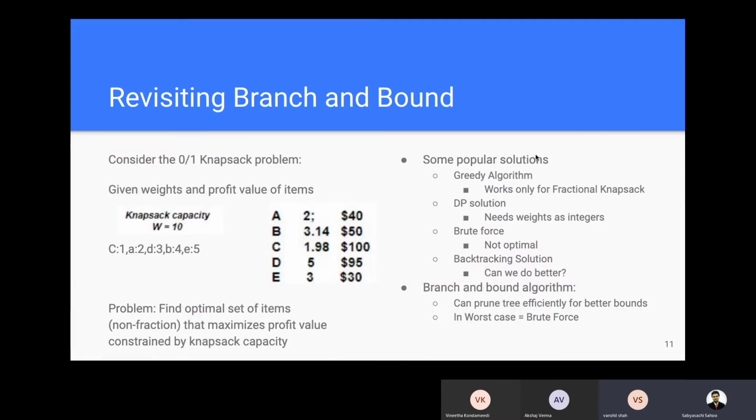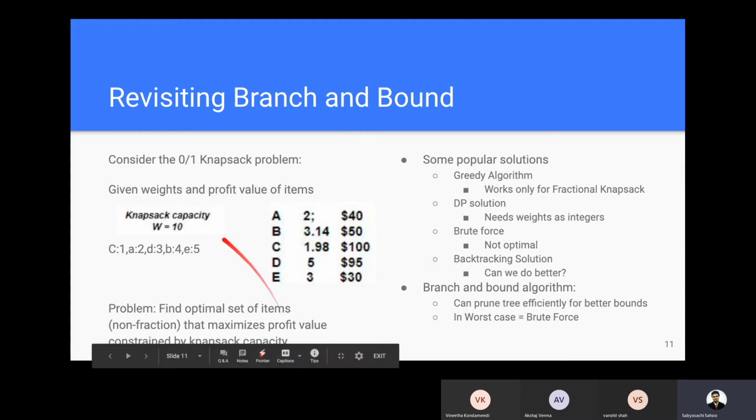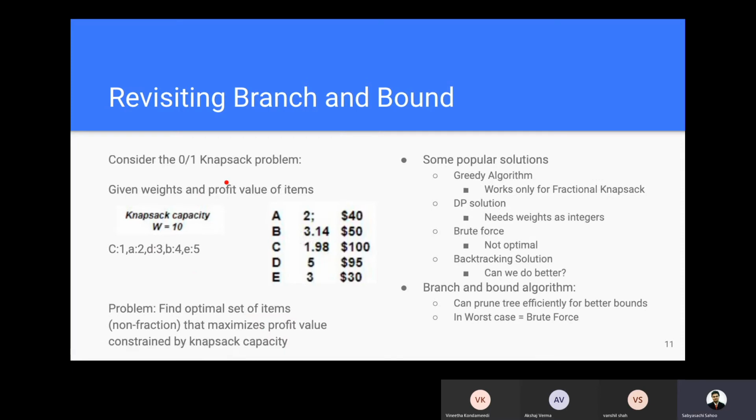We'll quickly revisit branch and bound. So what happens in branch and bound is, let's say we are trying to solve this 0-1 knapsack problem. I think a lot of you may be familiar with this. Let's say we have a bag.